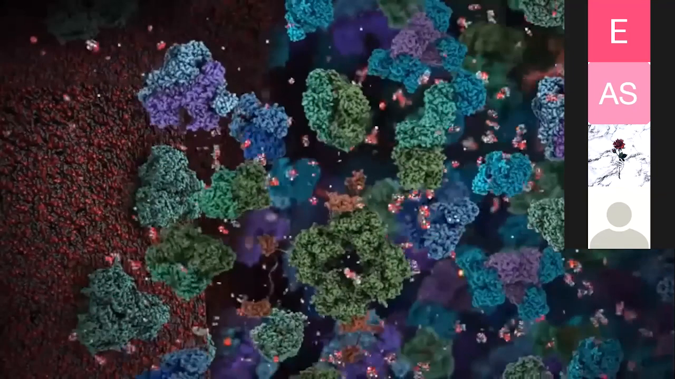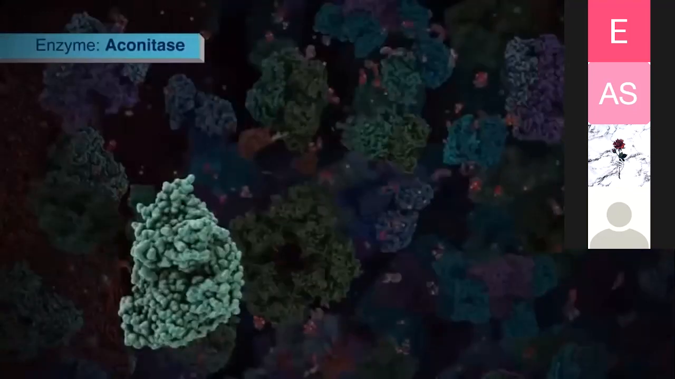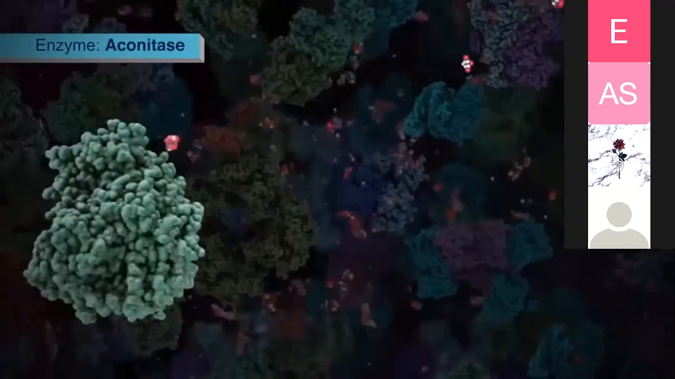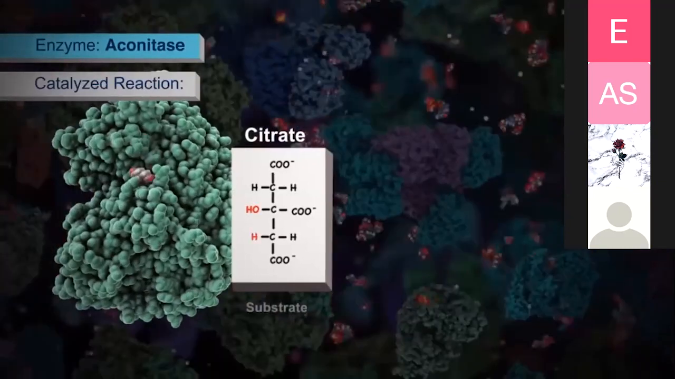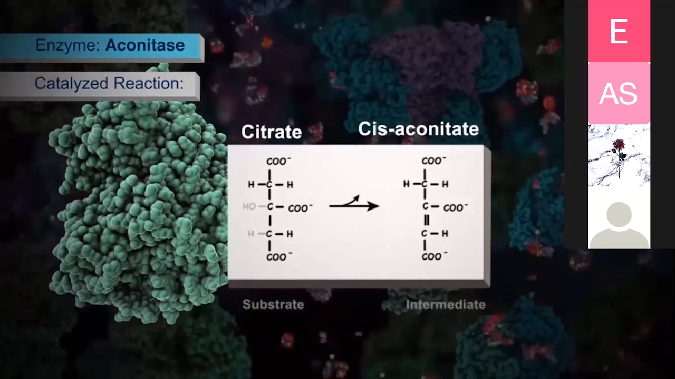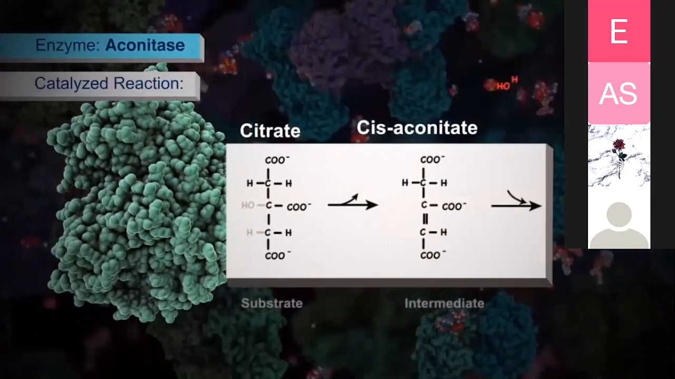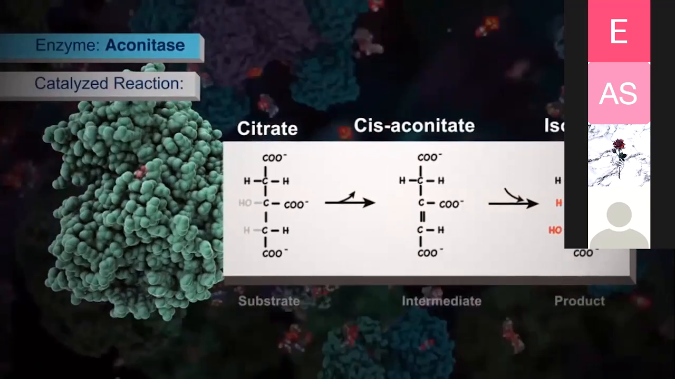To understand how enzymes work, let's take a closer look at a reaction in the citric acid cycle that is catalyzed by the enzyme aconitase. Aconitase binds to its substrate citrate and removes a hydroxyl group and a hydrogen atom to form an intermediate, cis-aconitate. It then adds the hydrogen and hydroxyl back in slightly different positions to form the product isocitrate.